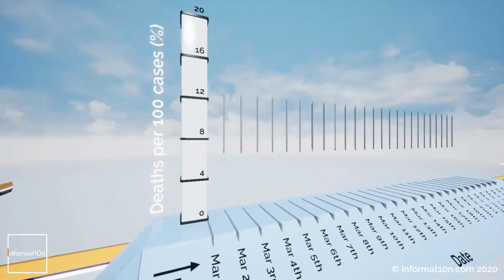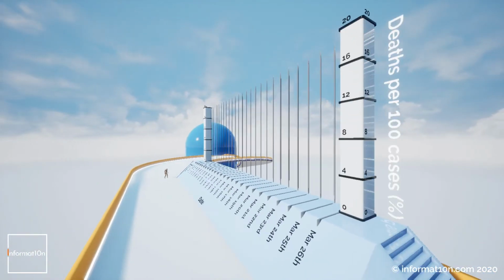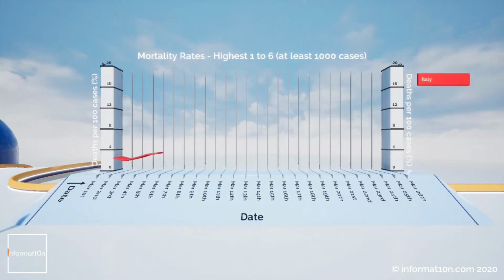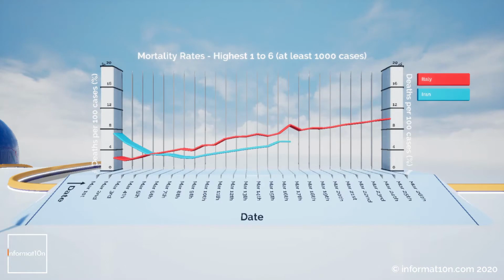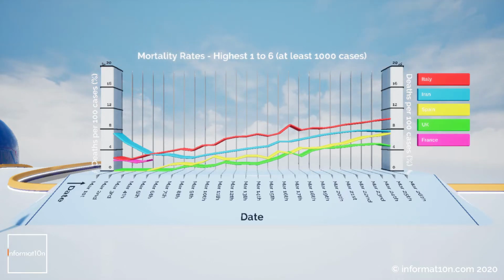All of this data comes from the World Health Organization. And we can see on the vertical axis there we've got the deaths per 100 cases, so that's the percentage mortality rate. The first line here shows Italy, the red line going up there. Then we've got Iran with blue, Spain, after that it's the UK with the green line, and then we have France, and finally the Netherlands.